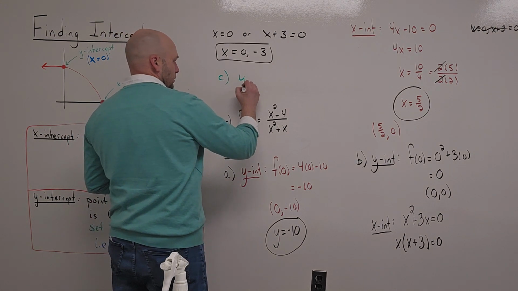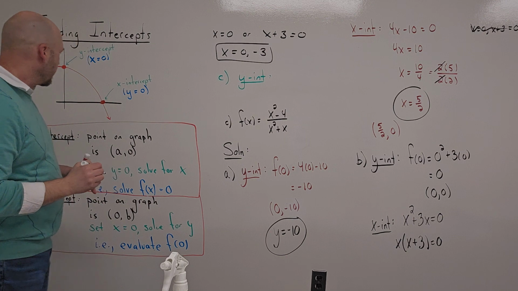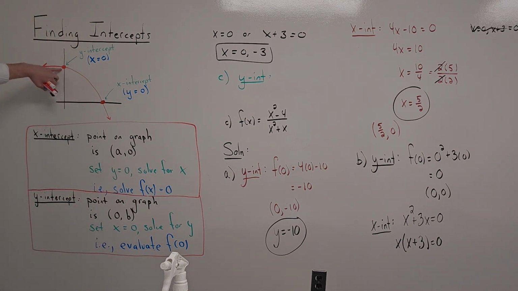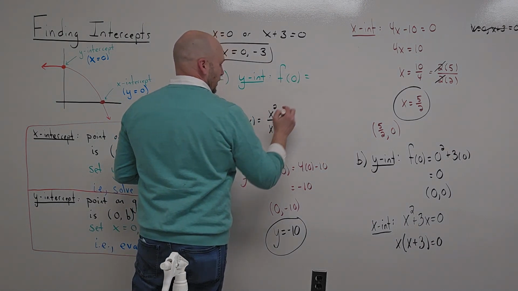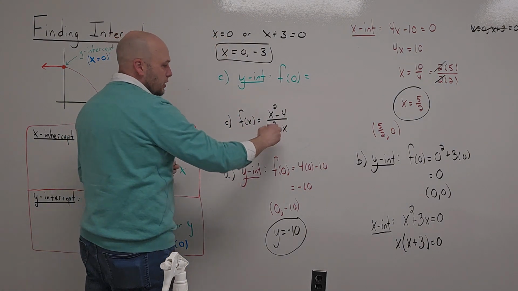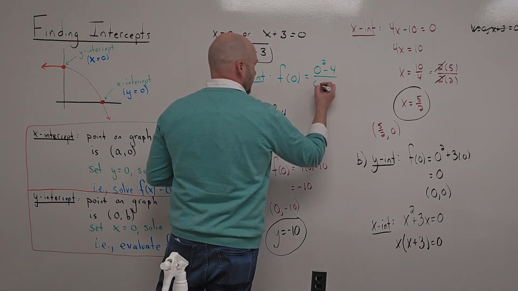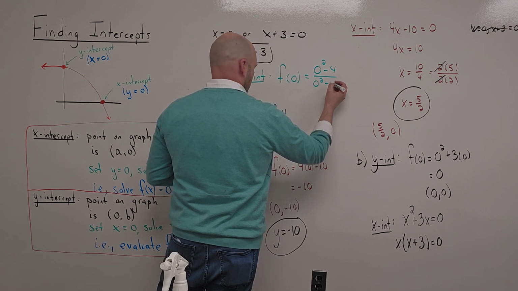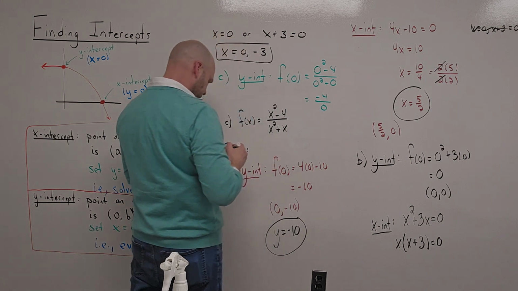Y-intercept. As we've seen numerous times, the y-intercept occurs on the y-axis. That means that the x value is 0. So I'm looking at the function value at this point to give me the y value. Therefore, I compute f of 0, and this was the function right here for part C, so that would be 0 squared minus 4 over 0 squared plus 0, which gives me negative 4 divided by 0.